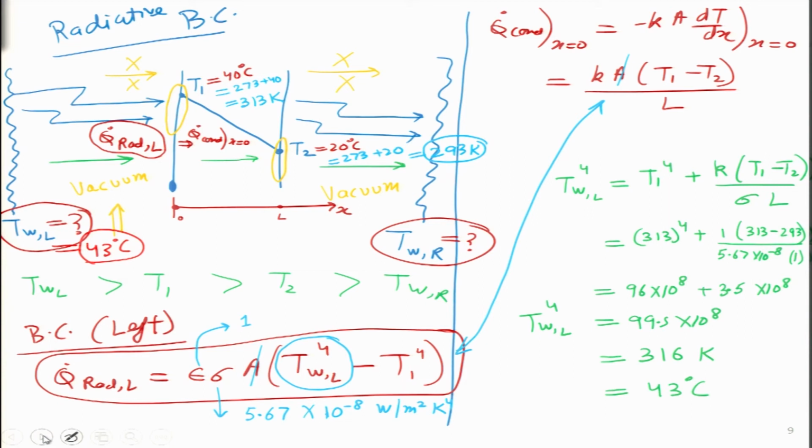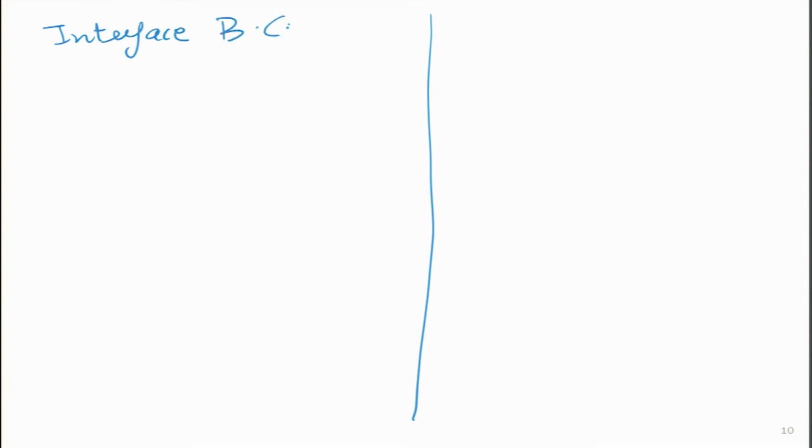Now, let me look briefly at one more boundary condition, which is actually very straightforward and simple. This one is known as the interface boundary condition. Just to recap, this is the third boundary condition that we are looking at today. The first boundary condition was convective, in which we were assuming that air was flowing on both sides of the brick wall. Then we looked at the radiative boundary condition. Now, let us look at the interface boundary. What does the interface boundary condition mean?